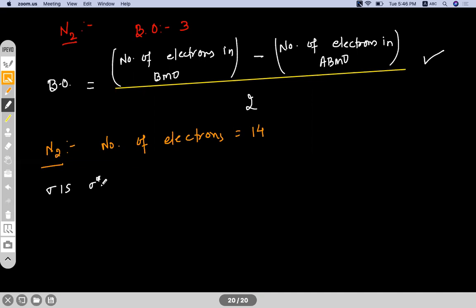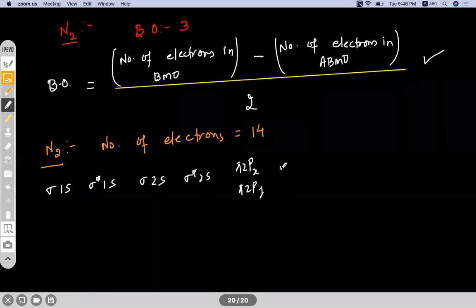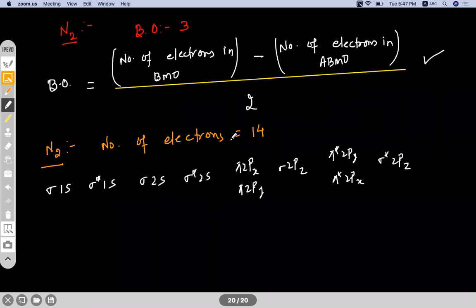Sigma 1s, sigma star 1s, then sigma 2s, sigma star 2s, pi 2px, pi 2py, sigma 2pz, then pi star 2px, pi star 2py, sigma star 2pz. If it is more than 14 electrons, then these two you need to interchange. That is it. It has 14 electrons.